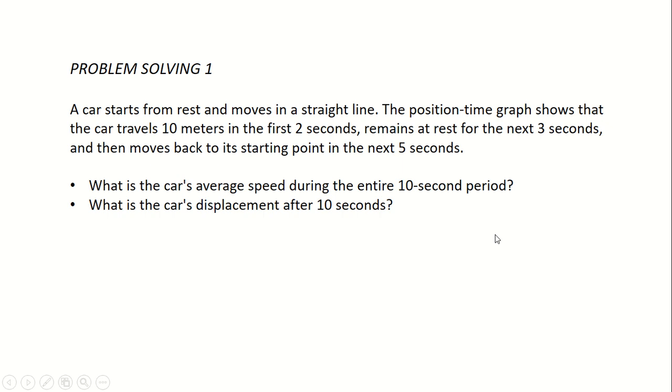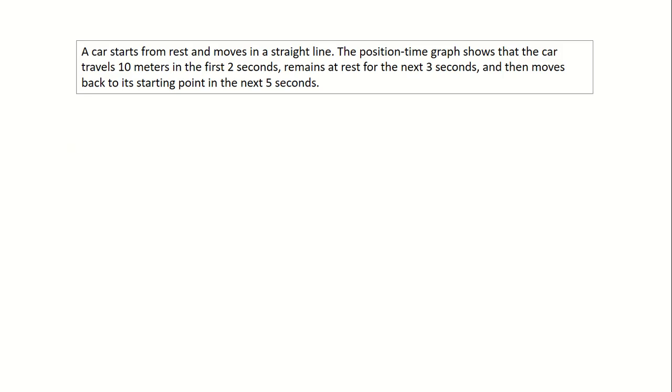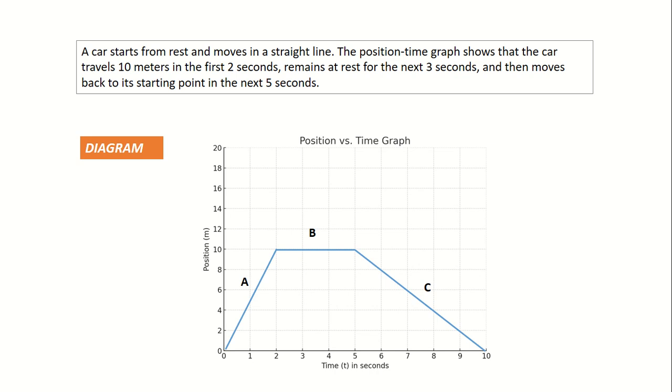So from the problem, I guess we can predict that our motion graph, our position time graph, would have, again, three segments, segments A, B, and C. So again, our first step when problem solving is to draw a diagram. In this case, it would be the graph. So this is my graph for problem number 1. So again, on the x-axis is the time and on the y-axis is the position.